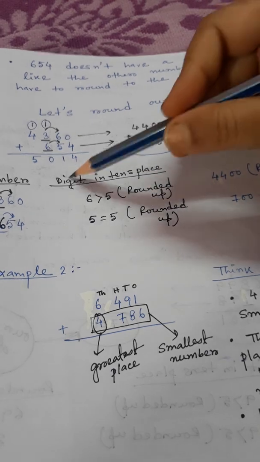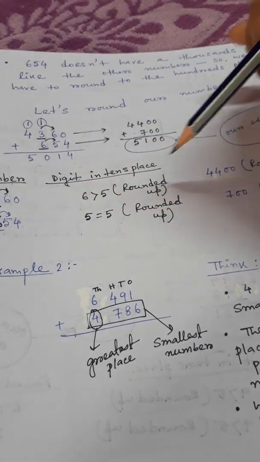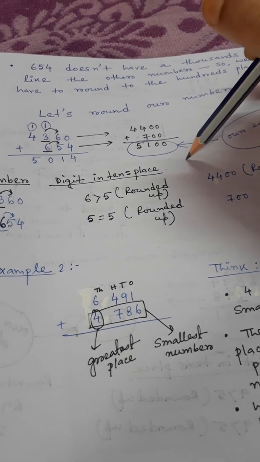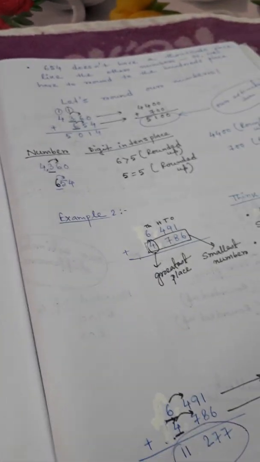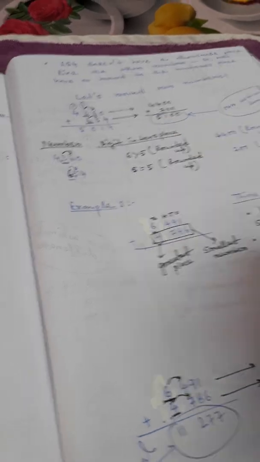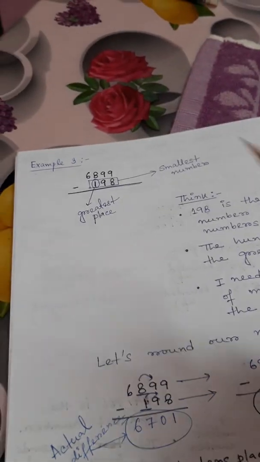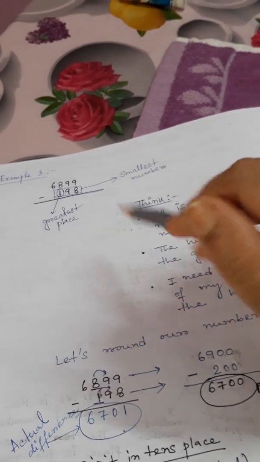See, that is the comparison between the exact answer and the estimated answer. This way you have to solve those estimated sums as well as differences. In the differences case we do the same as in the addition case. We have to find the smallest number and the greatest place of the smallest number, then you start rounding up.